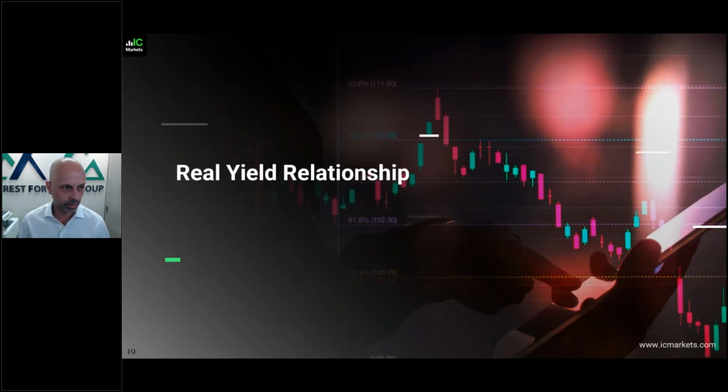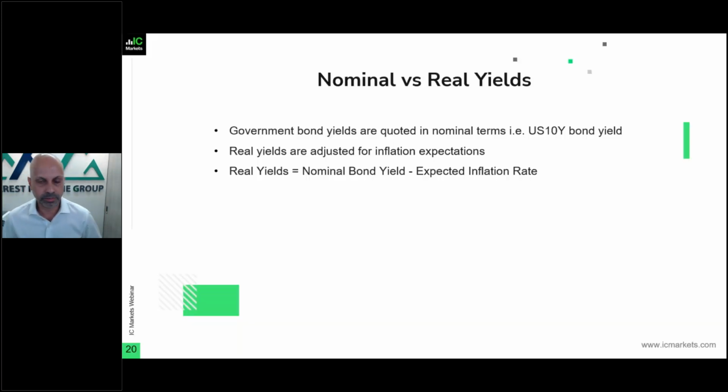Okay, so what do I mean by real yields relationship? What are real yields and how do they differ from nominal yields? As we all know, government bond yields are quoted in nominal terms. So for example, for the US 10-year bond yield, if it's quoted at 4%, that is the nominal yield that investors would get when they purchase that bond. The real yields are nominal yields adjusted for inflation expectations. So real yields, as you can see in this simple equation, is just the nominal bond yield minus the expected inflation rate.